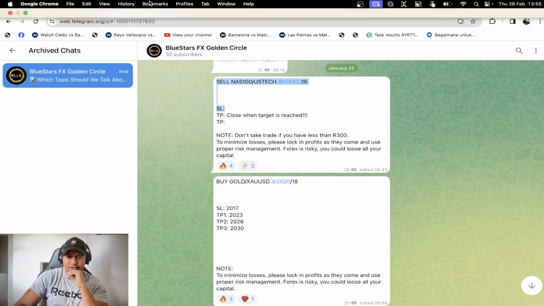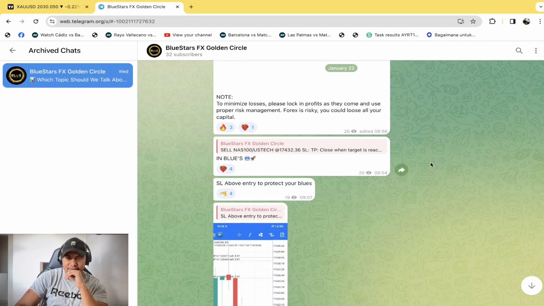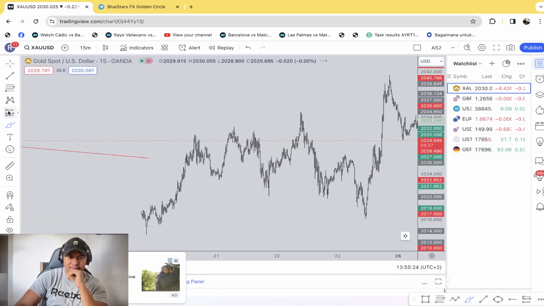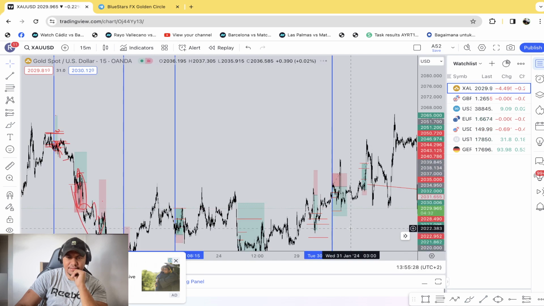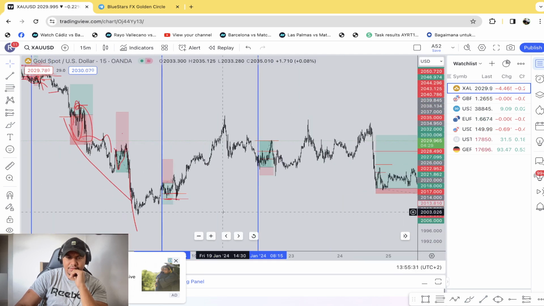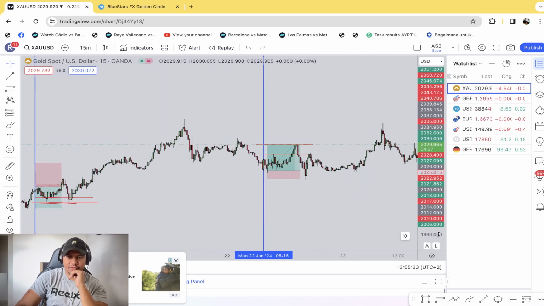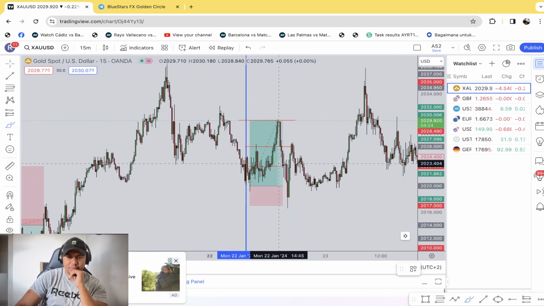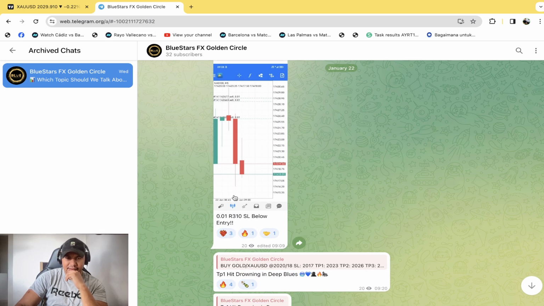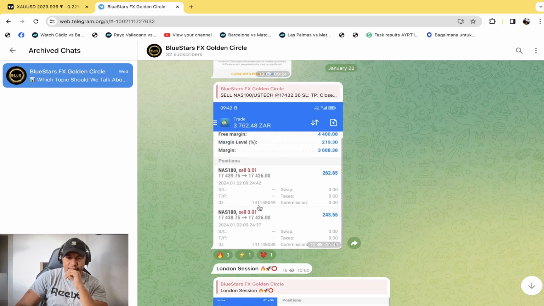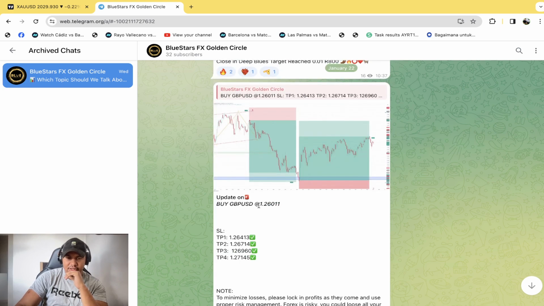Next up, we've got a buy on gold, which was sent on the 22nd there as well. Here we go. Okay, beautiful buy on gold. You can see there TP1 hit, TP2 hit, and TP3 hit. So well done on that one. There we go. NAS 100, SL below entry, which was the one we spoke about before this. So beautiful trade there on gold, deep in the blues.